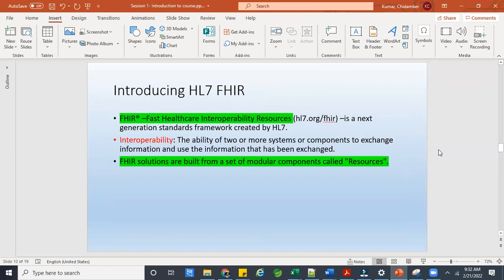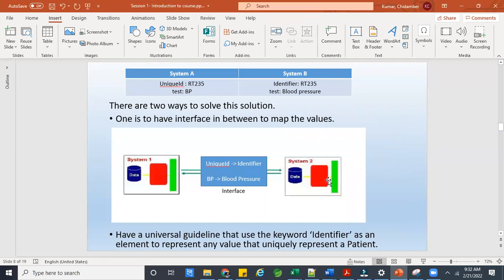Let's go back to our previous case where system A, system 1 and system 2 want to exchange information. If we remove this interface, they might be able to exchange information, but they cannot understand or use it. For example, if this is CSV format and this particular system processes XML, it might accept CSV, but it doesn't know how to process CSV. So exchange is happening, but use of information is not happening. Then we will say these two systems are not interoperable with each other.